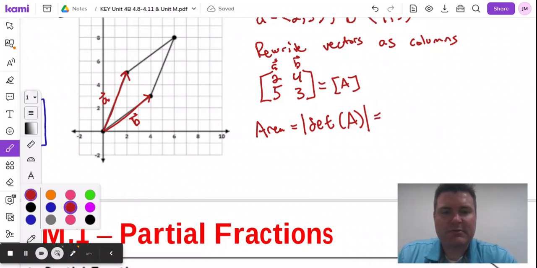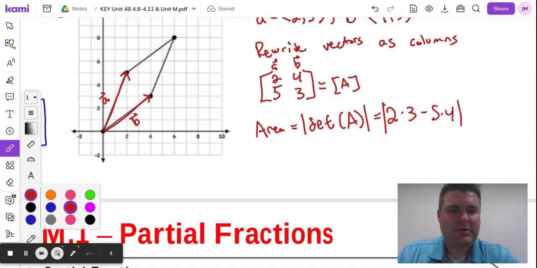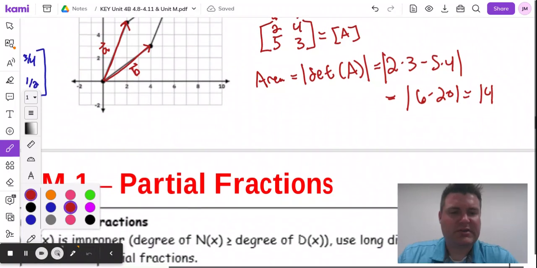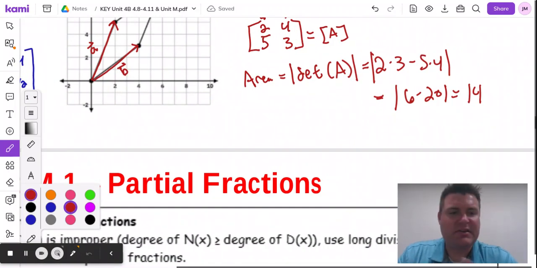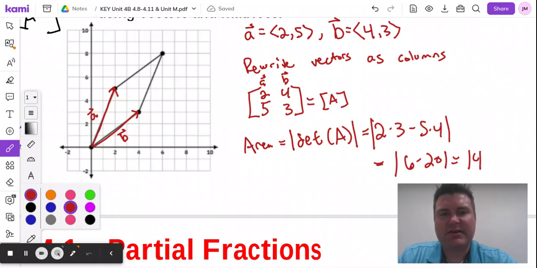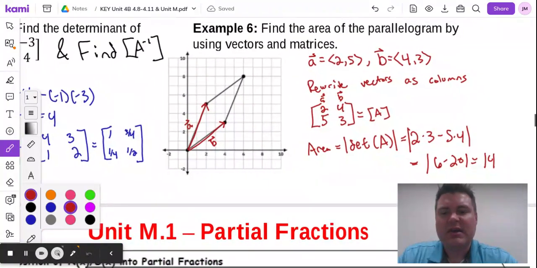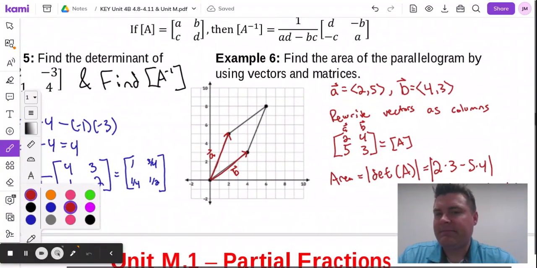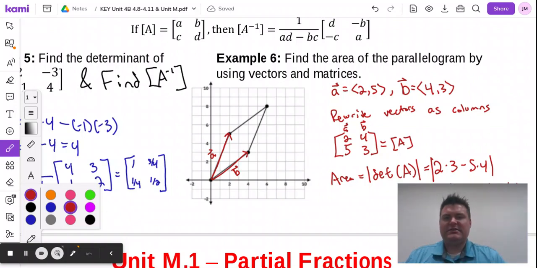So here we go. It's going to be the absolute value of 2 times 3 minus 5 times 4, which is 6 minus 20, which is a positive 14 when you take the absolute value of that. So 14, I don't have any units, so I'll just keep it as that. So there you go. There's an application of matrices and determinants and how they can be used geometrically. And that's going to wrap up our little set of notes here on matrices.